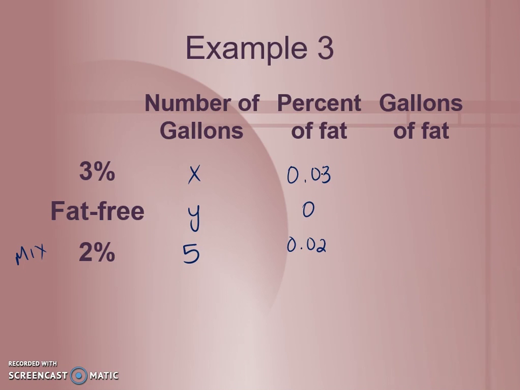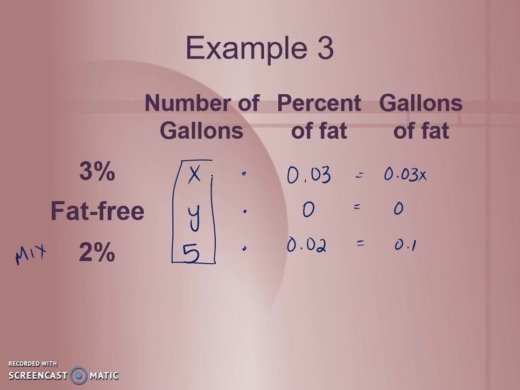Finally then, we're just going to multiply these straight across. We'll get our 0.03x. Guess what 0 times y is? We're just going to have 0 here, so that makes it really easy on us. And then we have 5 times 2%, or 5 times 0.02, excuse me, and we get 0.1.